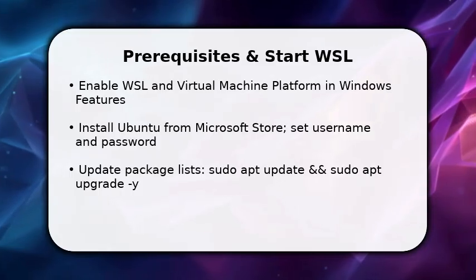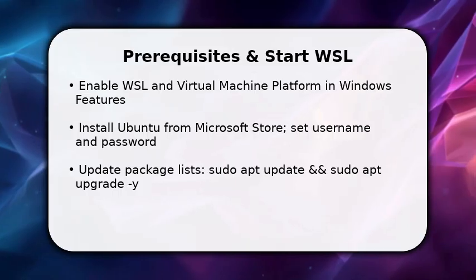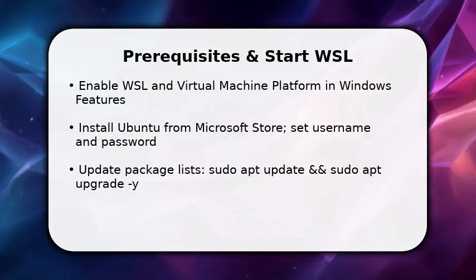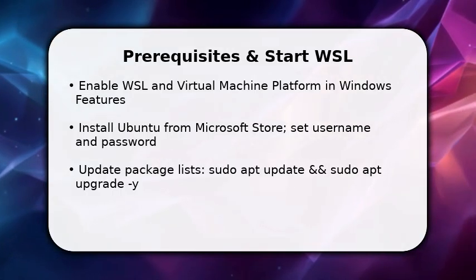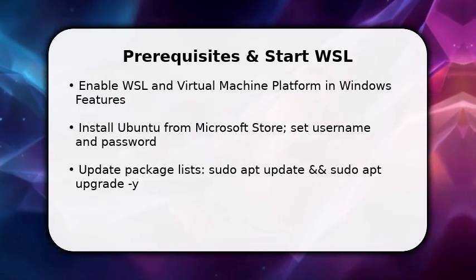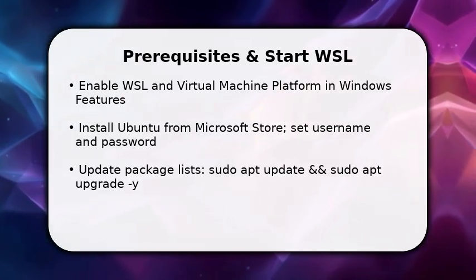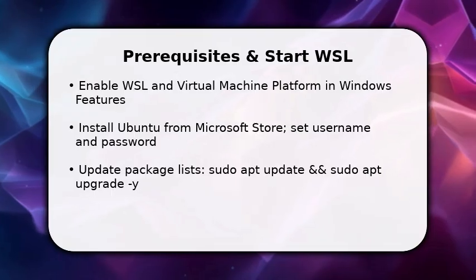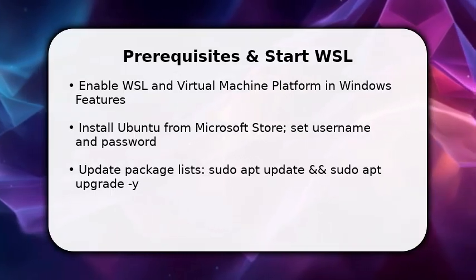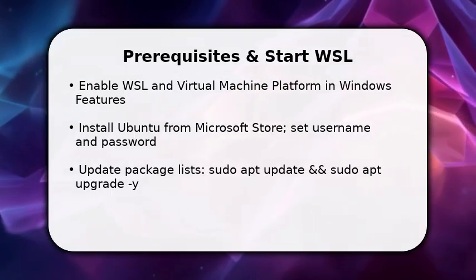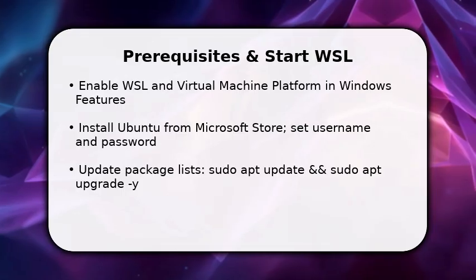You begin by enabling WSL and the virtual machine platform features so Ubuntu can run. Once done, install Ubuntu from the Microsoft Store and launch it. Create your Linux username and password. Next, update packages with sudo apt update and sudo apt upgrade -y to ensure you have current security fixes.